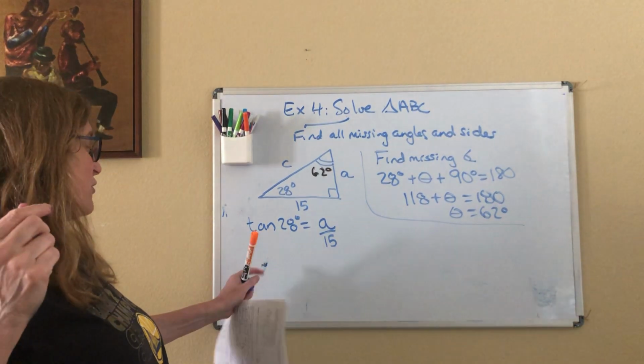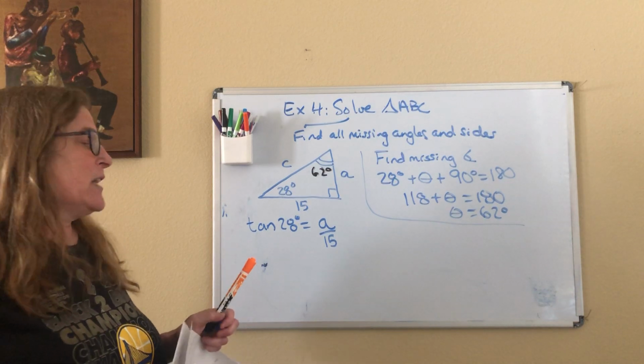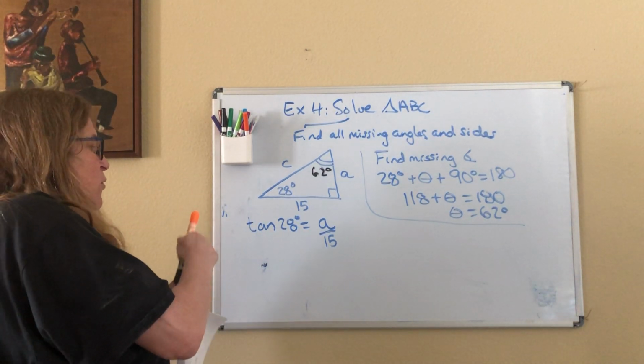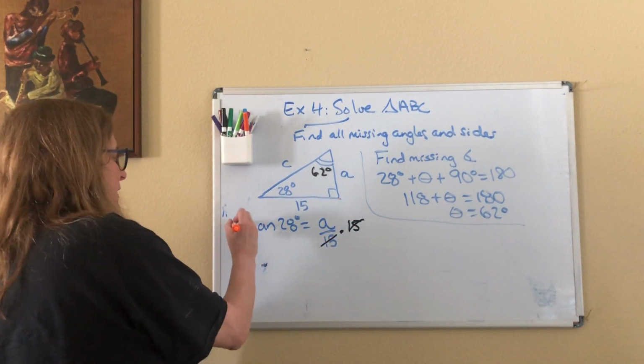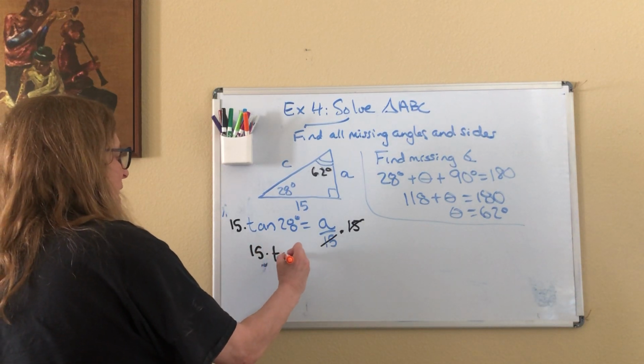So we are going to need to use our calculator here, and we are going to get a decimal answer. So we know in algebra that the best way to solve this is to multiply both sides by 15, and then that cancels out, right? So I have 15 times tangent 28.